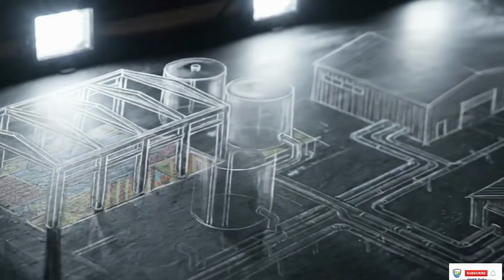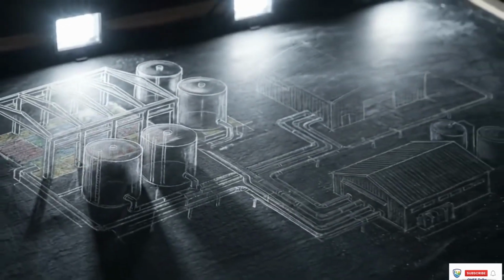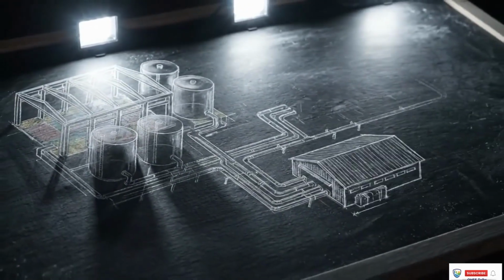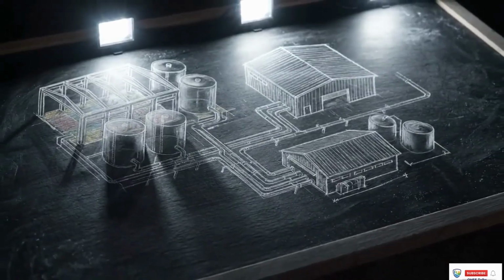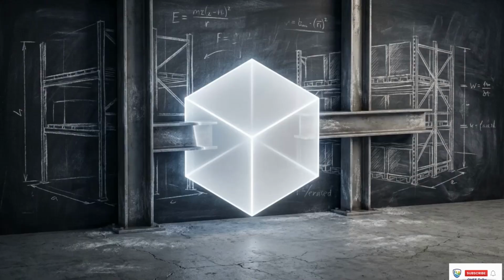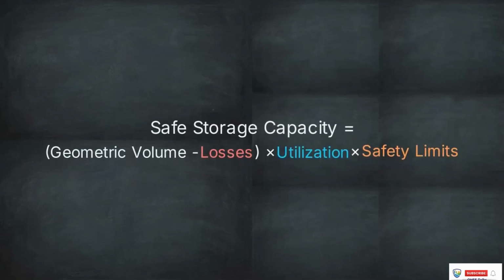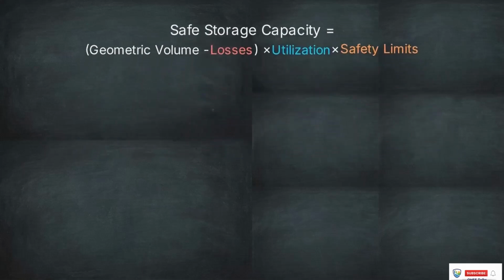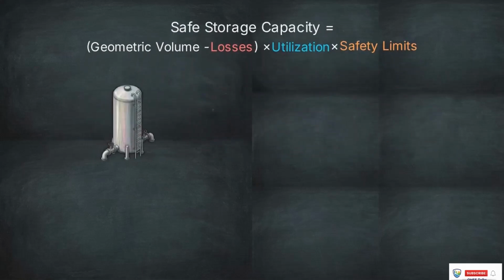Looking at the facility as a whole, the scale of the responsibility becomes clear. Pure standalone geometry is an inadequate tool. It provides a theoretical maximum that simply does not exist in the physical world. We return to the master equation. Safe capacity is geometric volume minus losses times utilization times safety limits.